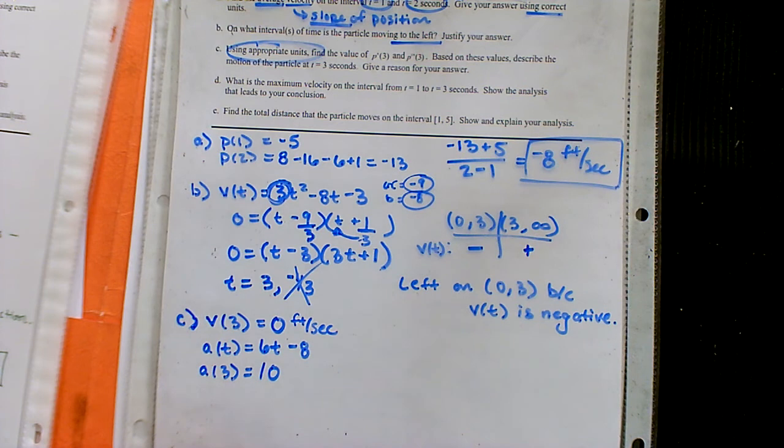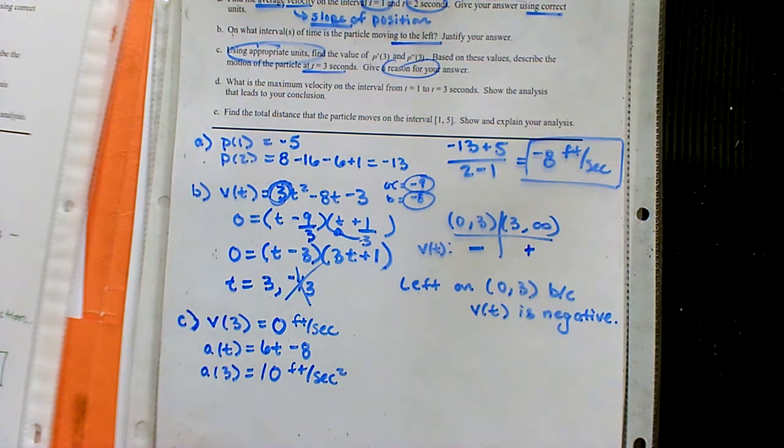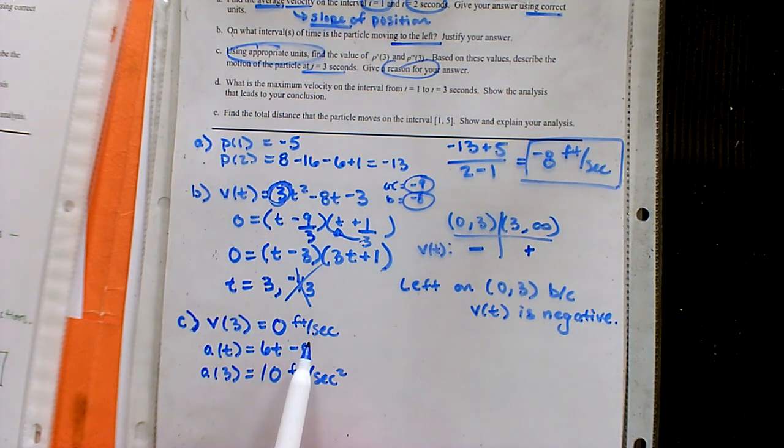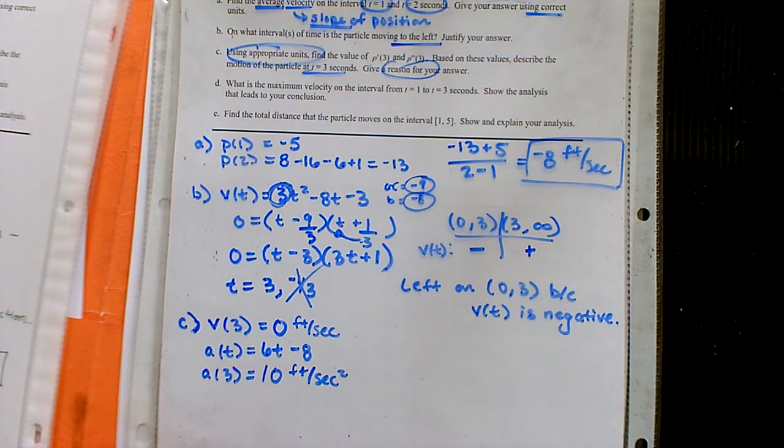Feet per second for velocity. And what about acceleration? Feet per second squared. Okay, so based off these numbers, it says describe the motion of the particle, give a reason. So if the velocity is 0, but the acceleration is not 0 in this case, what's the particle doing? If you're not moving, but you somehow are accelerating, you're rotating. Okay, aka if we're only moving left and right, you rotate to change direction.